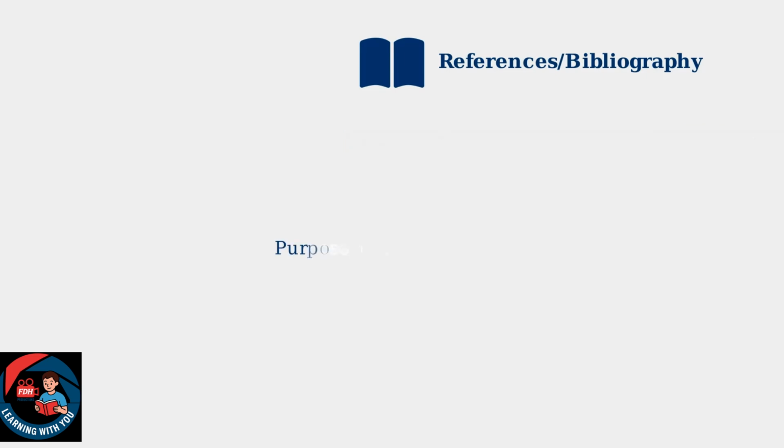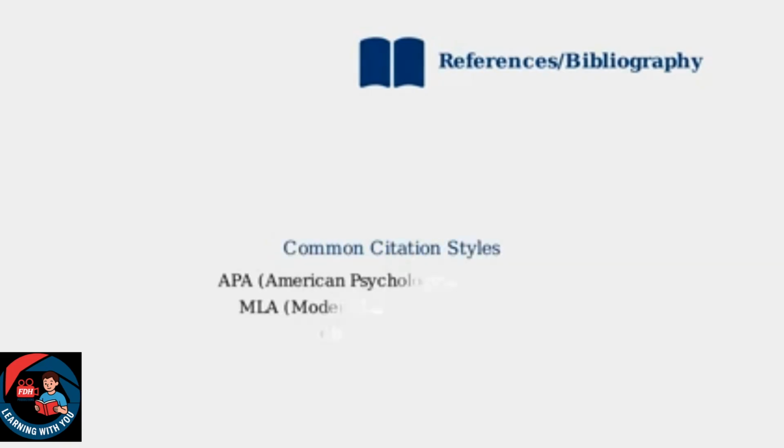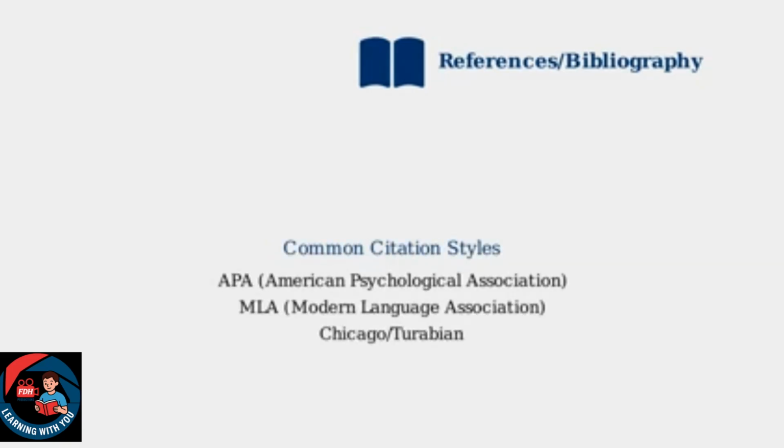The primary purpose of citing sources is to give proper credit to the original authors and researchers whose work has influenced your study. Additionally, proper citation helps you avoid plagiarism, which is the unauthorized use of someone else's words or ideas. There are several established citation styles, each with specific rules for formatting references.